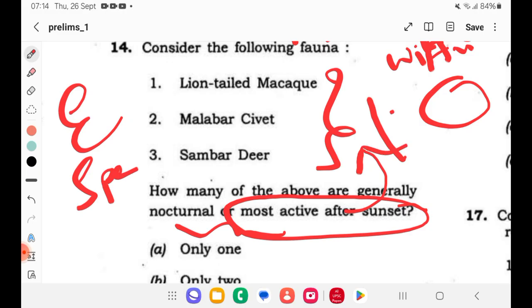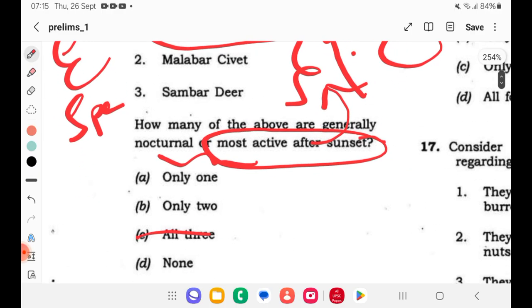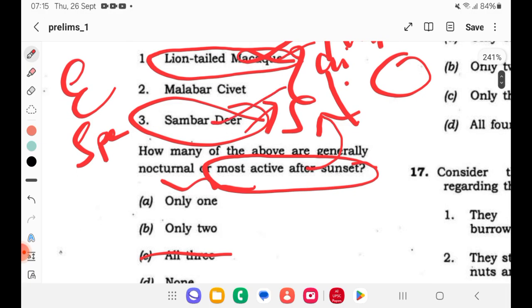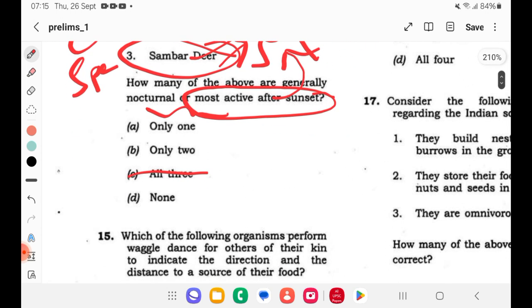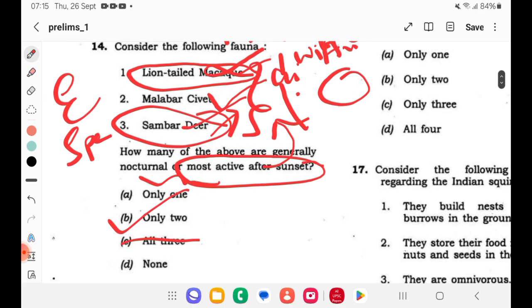So first thing is lion-tailed macaque. It is available in Western Ghats and it is not nocturnal, it is diurnal. That means it is not active after sunset. So one option is wrong, so all three will be wrong. Sambar deer, it comes under near to Rajasthan and all. There is a high possibility it will be nocturnal. So Sambar deer, it is nocturnal. Even Malabar civet, if you see the picture, you will understand it is nocturnal. So here option B is correct. So both Malabar civet and Sambar deer are nocturnal. For this question to be answered, we should be knowing important biodiversity rich areas and the species available there and their characteristics, right?